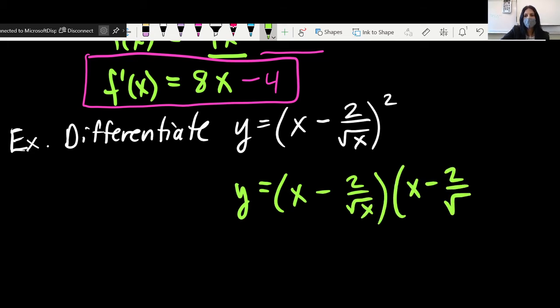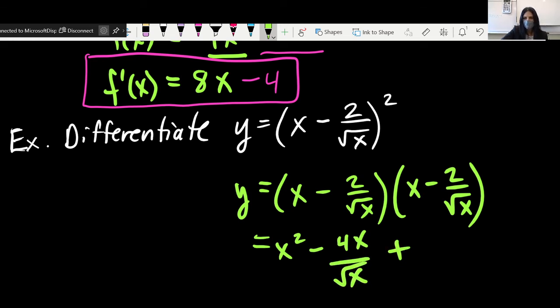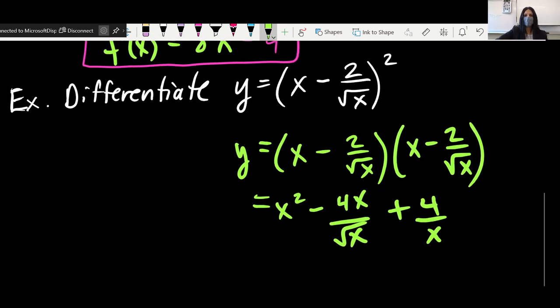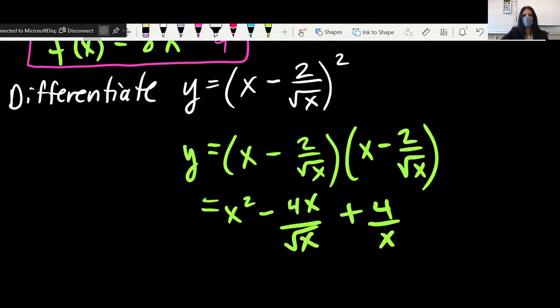So x minus 2 over root x. And when we do go to expand this out, we end up getting x squared minus 4x over root x plus 4 over x. So we haven't actually taken the derivative yet. All we're doing is we've just distributed and multiplied things out and ended up with this after we simplified our terms in the middle. Are we all good with how we got that?